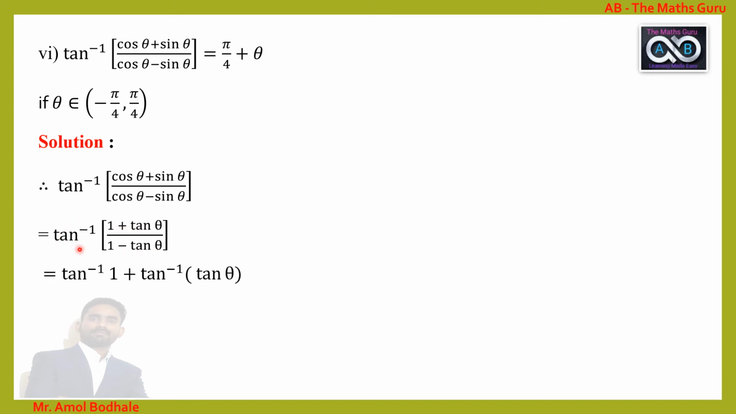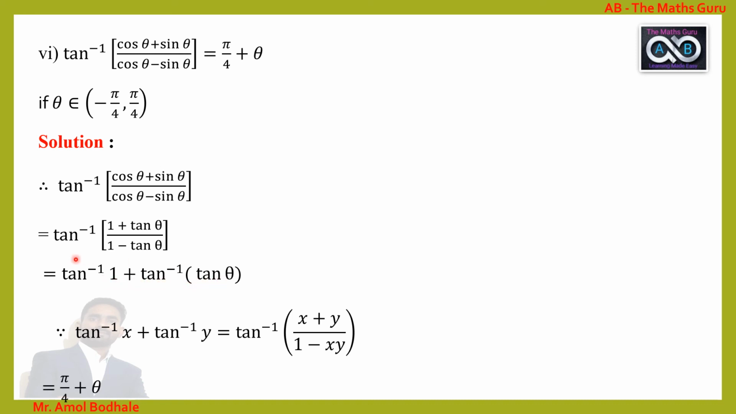This tan theta can be written as 1 into tan theta. So we can write this expression as tan inverse of 1 plus tan inverse of tan theta, by using the property that tan inverse of x plus tan inverse of y is tan inverse of x plus y upon 1 minus x into y. If we compare both terms, they are equivalent. As we know, tan inverse of 1 is pi by 4, and tan inverse of tan theta is theta when theta lies between minus pi by 4 and pi by 4. This is the restriction on theta given in the example.